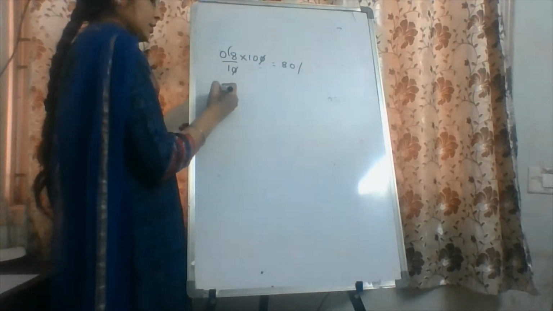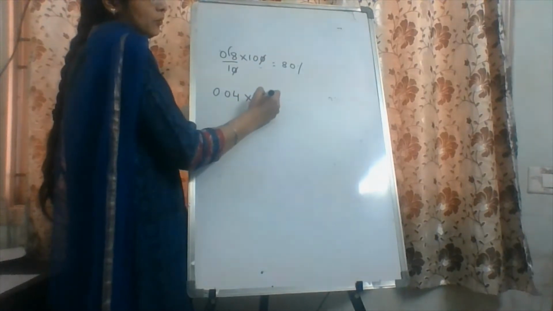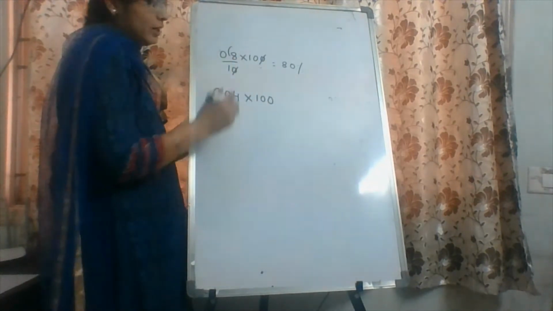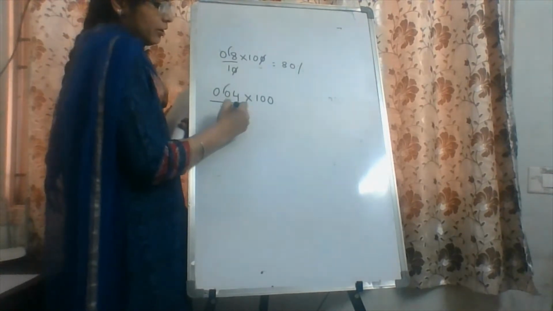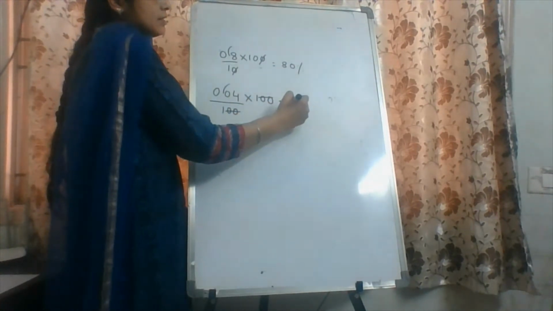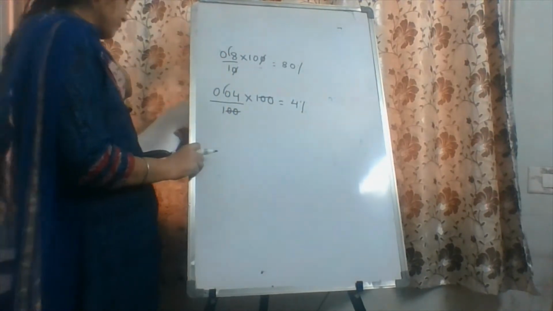Now 0.04 into percentage. That means I should multiply it by 100. This decimal I remove, I get one more 100 in the denominator. This gets cancelled. It is equal to 4%.